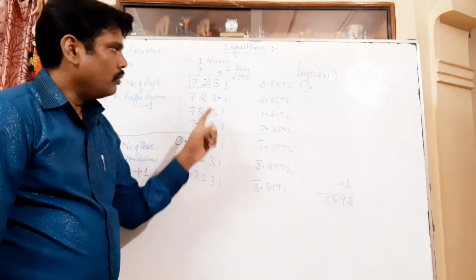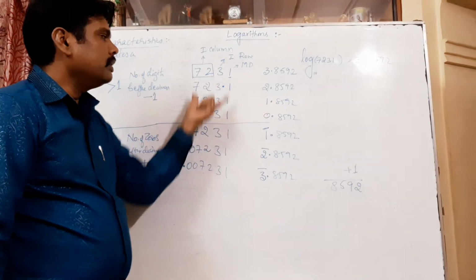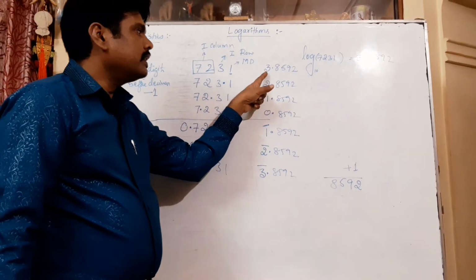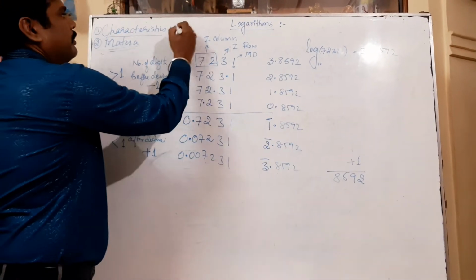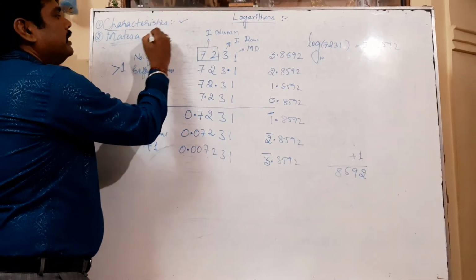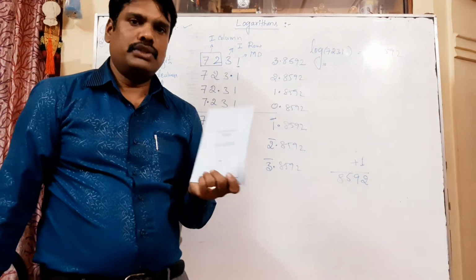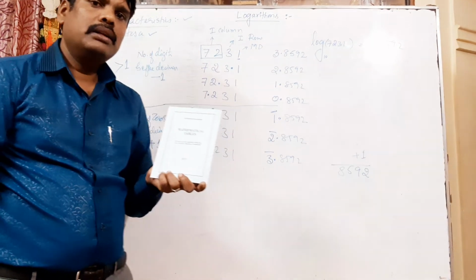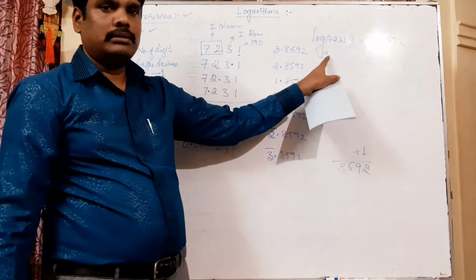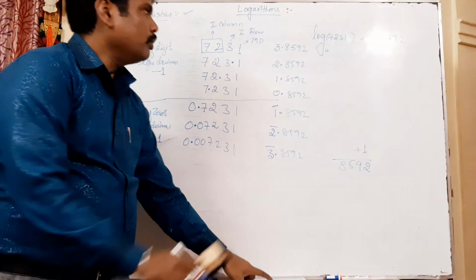Clear now? So while writing the logarithmic value of any number, first you have to write the characteristic. This is the first part. Later on you have to write the mantissa. While writing the mantissa, this book is essential. It has pre-calculated values for log base 10. Clear now? I will take one more example.